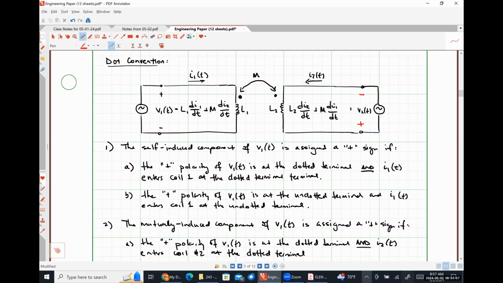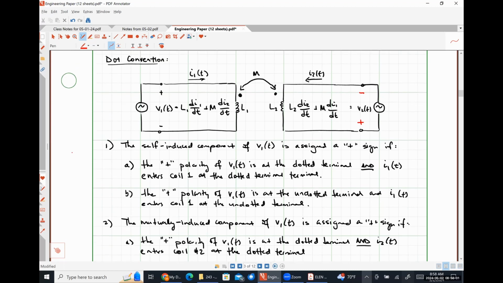When we're looking at what's going on for the voltage V2, it's effectively the exact same rule. So the positive polarity terminal of voltage V2 is associated with the undotted terminal of coil 2 or inductor L2. We can see right here, this voltage is on the undotted side. The current I2 is flowing into the dotted polarity terminal. So that means that the self-induced part should have a minus sign now. If we look at the mutual term, the positive polarity terminal of V2 is at the undotted terminal. The current I1 is flowing into the dot. So we should have a minus sign here as well.